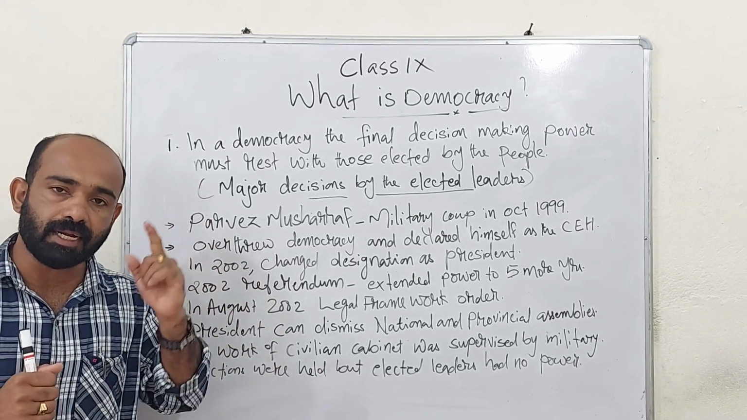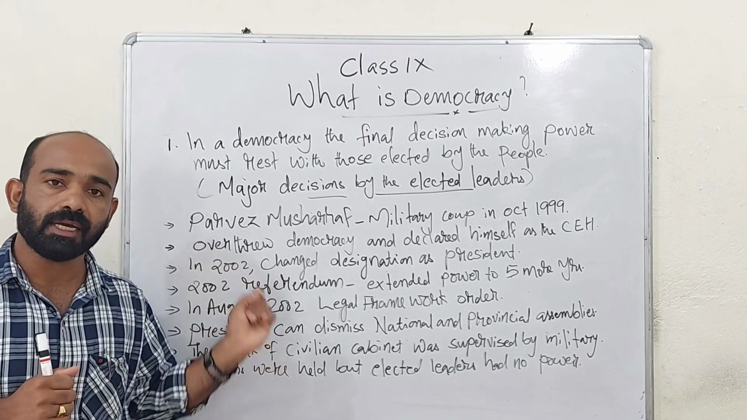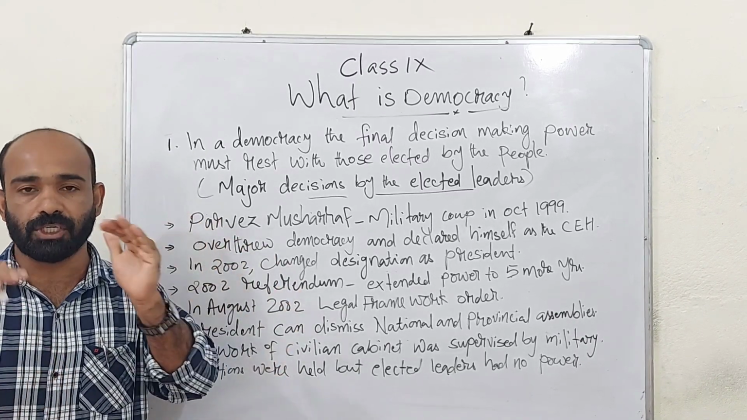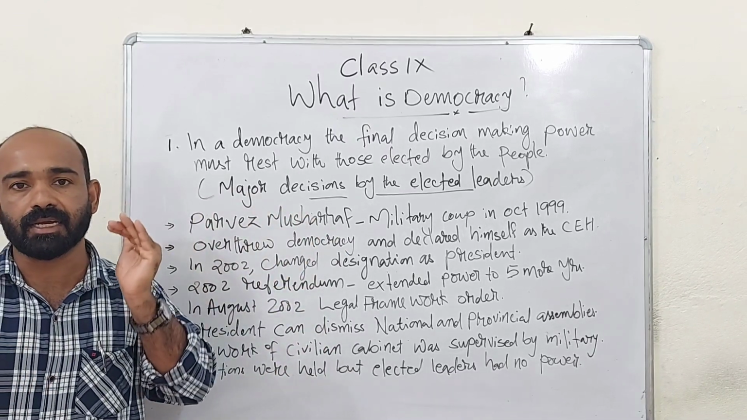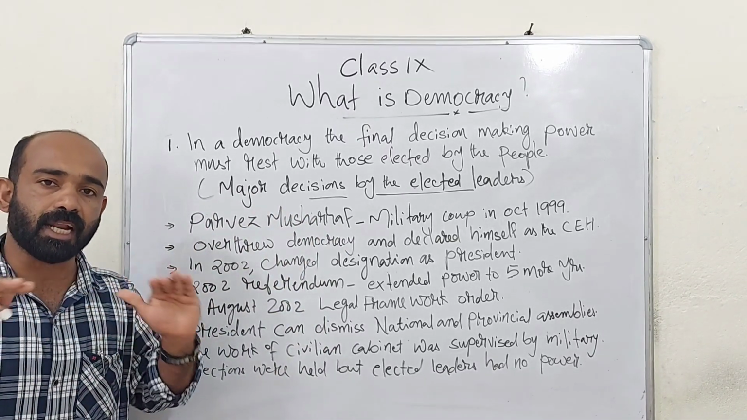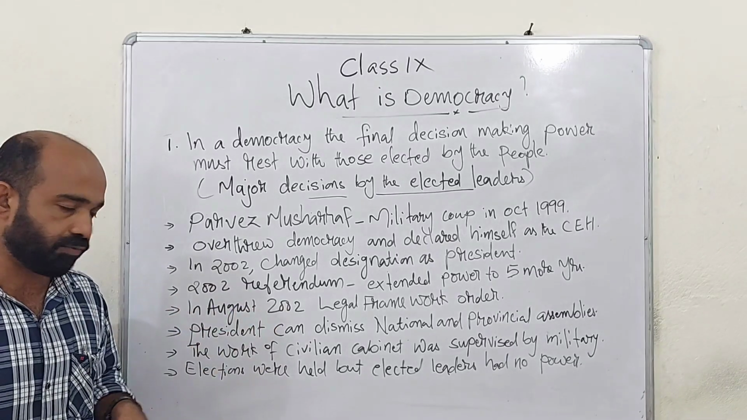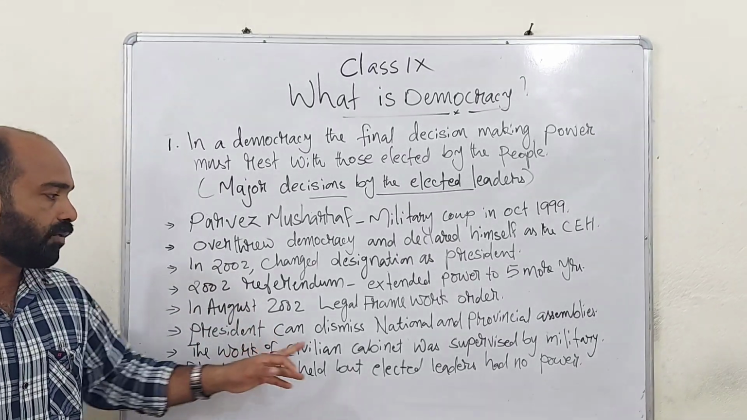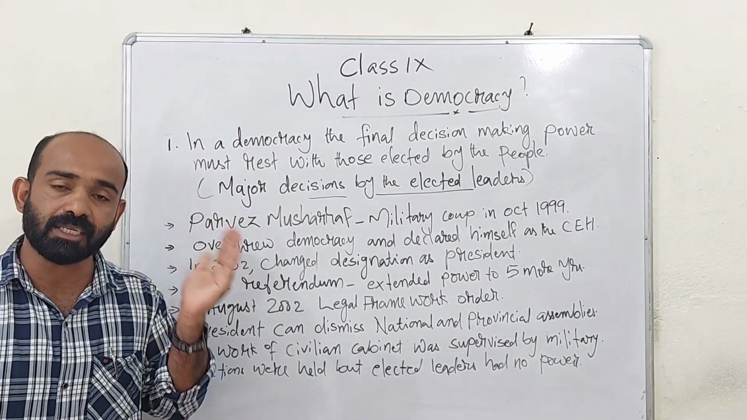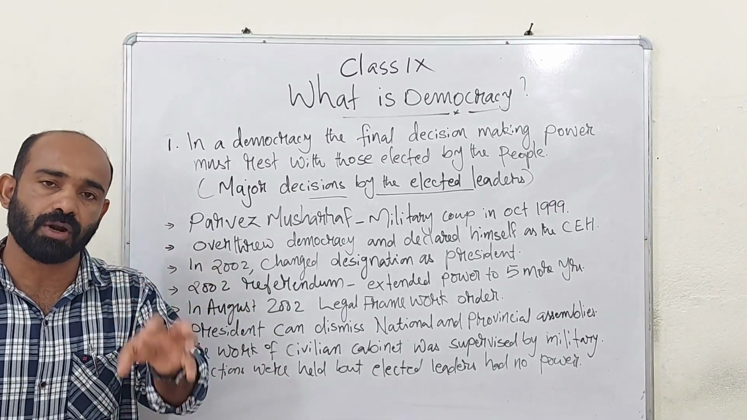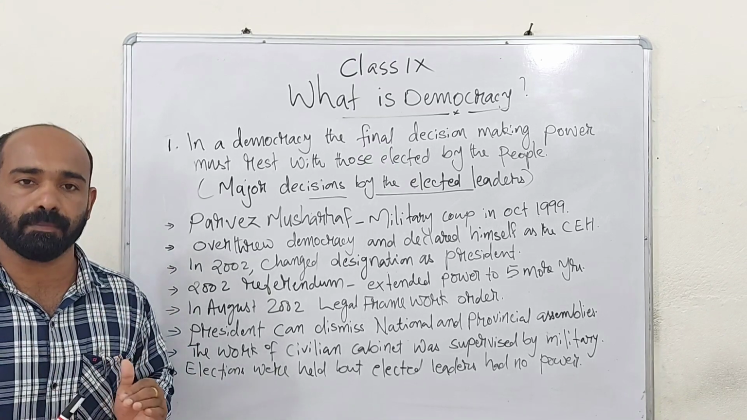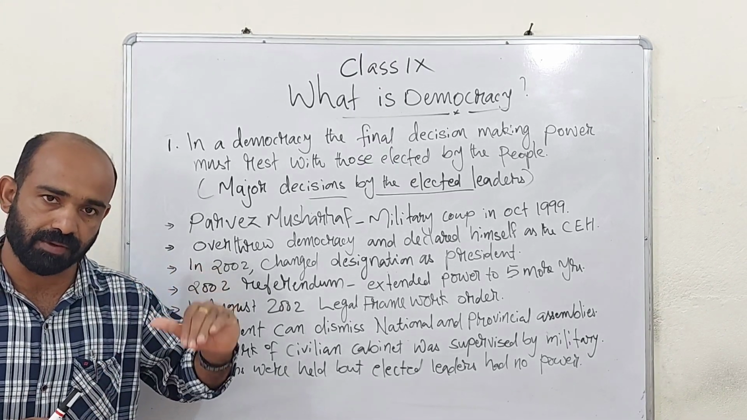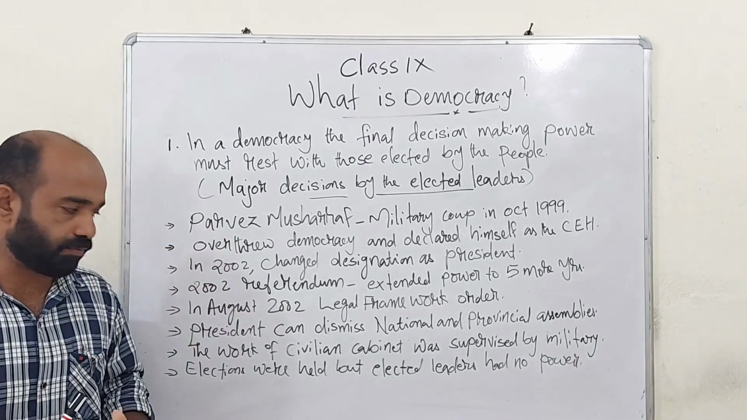At any time, he could dismiss national and provincial assemblies, meaning the parliamentary members and state assembly members. At any time, he could dismiss all of them. And the work of the civilian cabinet, that means the work of government, was controlled by the military and above all Musharraf himself.